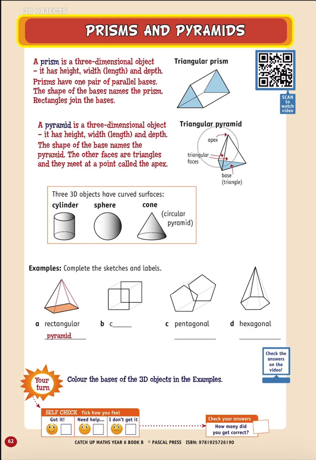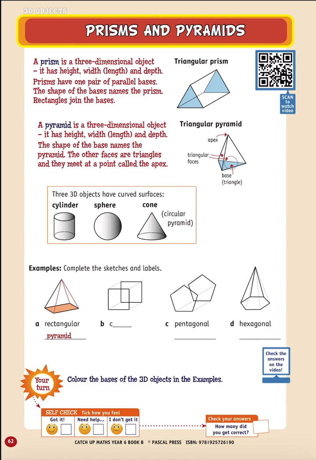Now let's take a look at a triangular pyramid. A pyramid is a three-dimensional object. It has height, width or length and depth. Though now the shape of the base names the pyramid, and the other faces are triangles, and they meet at a point called an apex.